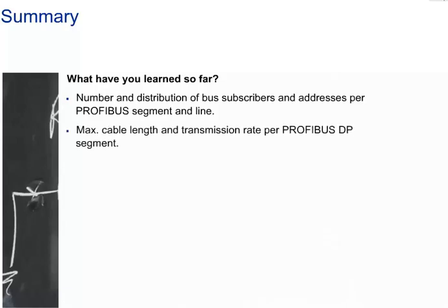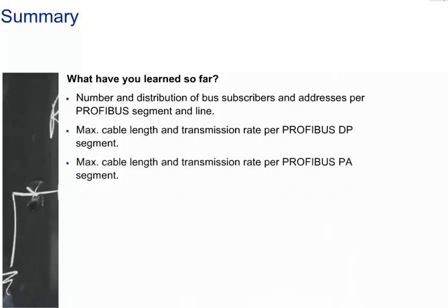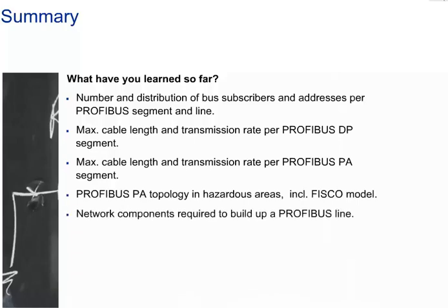The maximum length and transmission rate per Profibus DP segment, and that the DP cable length directly depends on the selected transmission rate. The maximum cable length and transmission rate per Profibus PA segment, and that the maximum PA cable length must always be calculated explicitly. The Profibus PA topology in hazardous areas, including the FISCO model, which considerably facilitates approvals for hazardous area applications. The network components required for a Profibus line, and the fact that ABB offers nearly all required components.